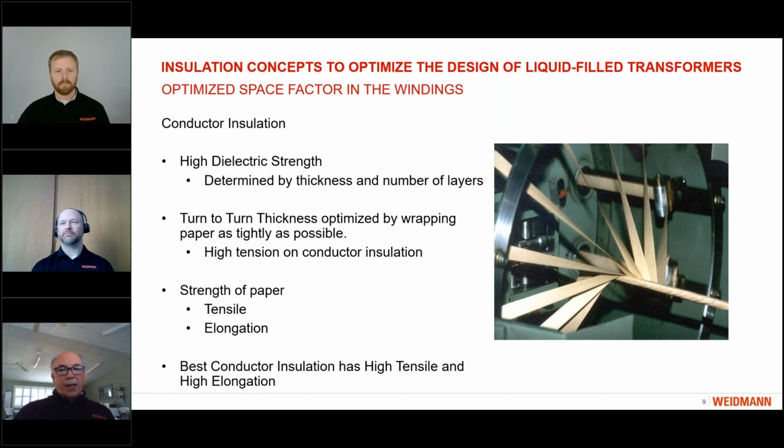So tensile strength is how much force it takes to pull the paper apart. And then another important criteria is elongation. So how much the paper is going to stretch before it breaks. And if you can imagine, if you have this high-speed wrapping machine, then if you had high elongation, very stretchable paper, then you're able to wrap it much more tightly. So the best conductor insulation will have both high tensile so it doesn't break, and then high elongation so it stretches and it can be wrapped very tightly. Next slide, please.